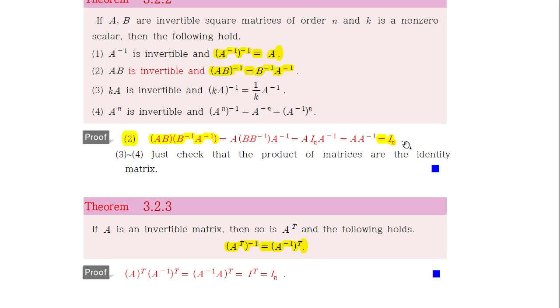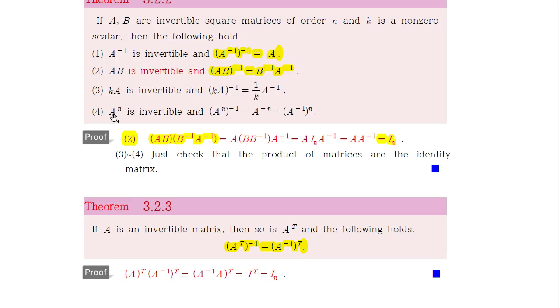Because if you multiply this with AB, it's an identity matrix. That's what it says. So, KA is also invertible. Because if you multiply KA and 1 over K times A inverse, it is an identity matrix. And 1 over K times A inverse times KA is also an identity matrix. That means KA is invertible, and the inverse of KA is this.